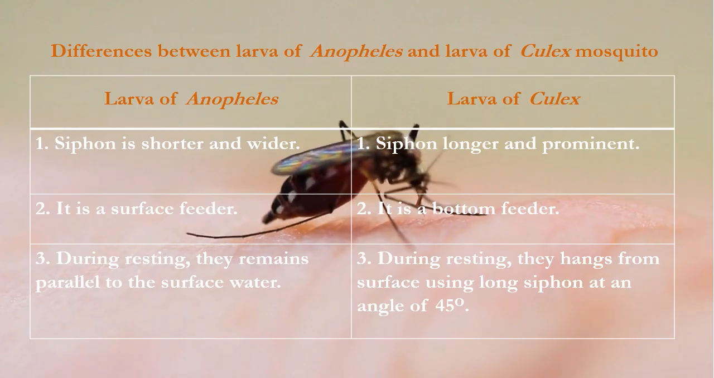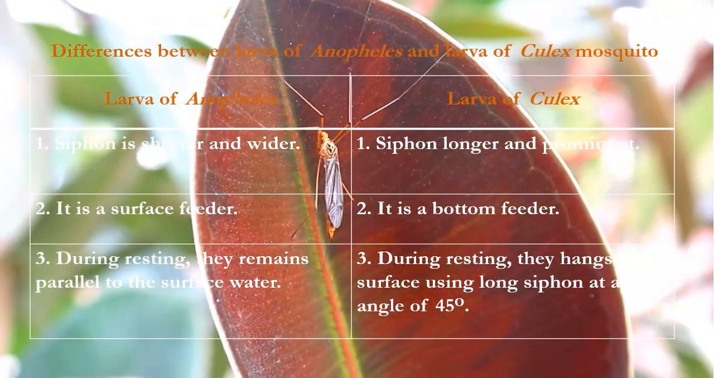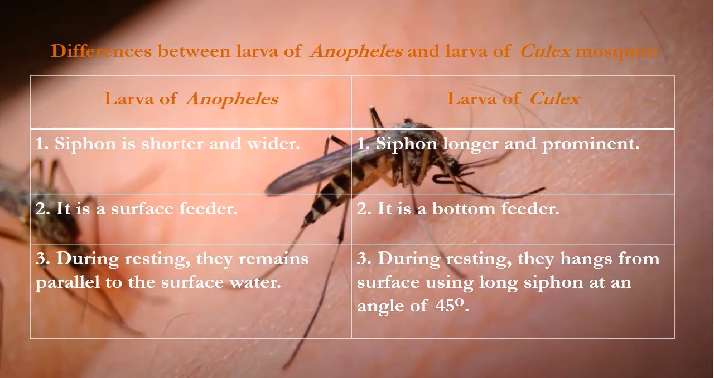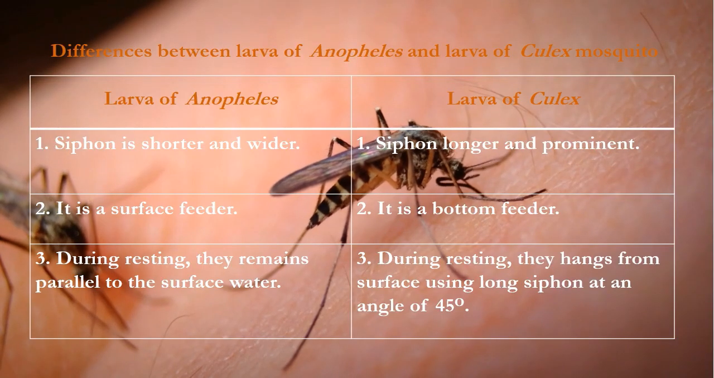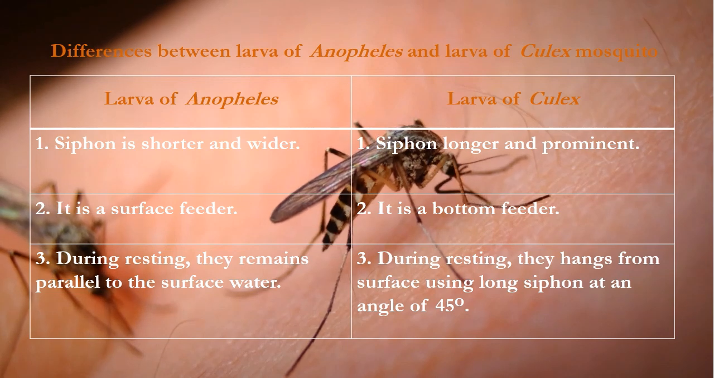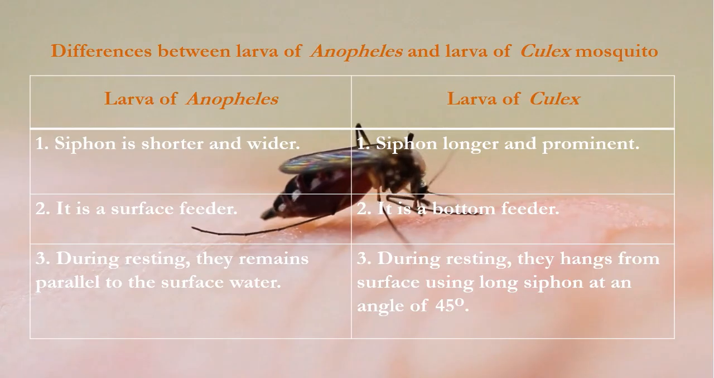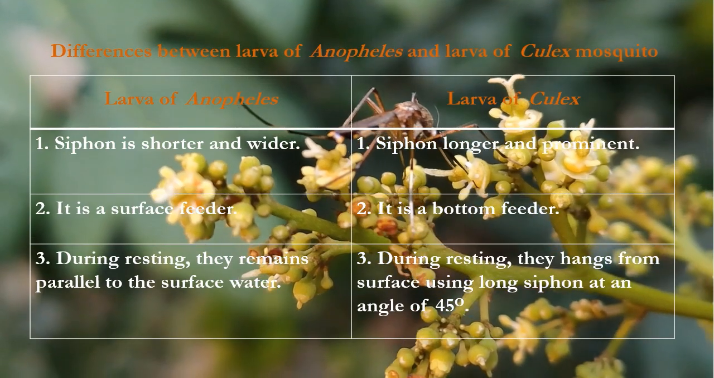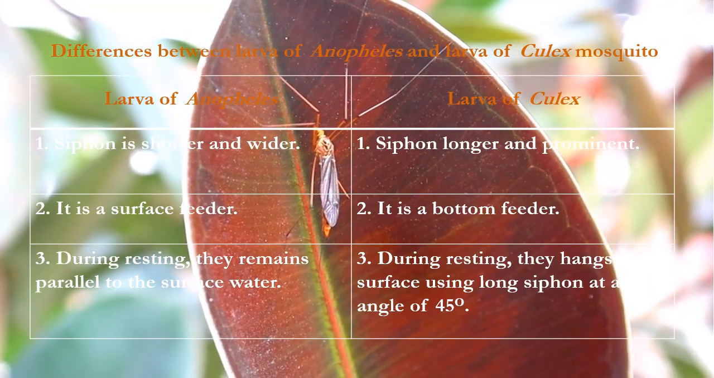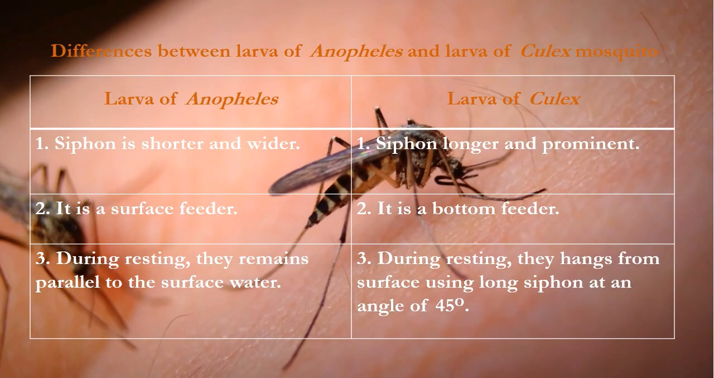There are the following differences between larva of Anopheles and larva of Culex mosquitoes. Larva of Anopheles mosquitoes has a siphon which is shorter and wider. Larva of Culex mosquitoes has a siphon which is longer and prominent. Larva of Anopheles mosquitoes is a surface feeder. Larva of Culex mosquitoes is a bottom feeder. Larva of Anopheles mosquitoes, during resting time, remains parallel to the surface of the water. Larva of Culex mosquitoes, during resting times, hangs from the surface using a long siphon at an angle of 45 degrees.